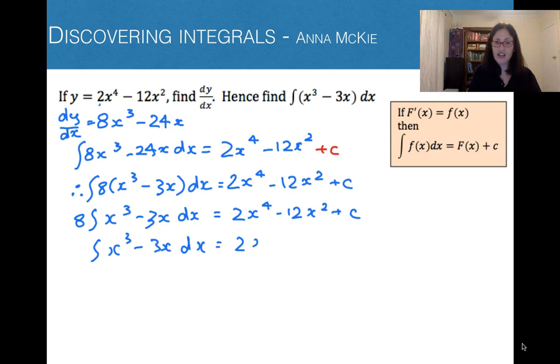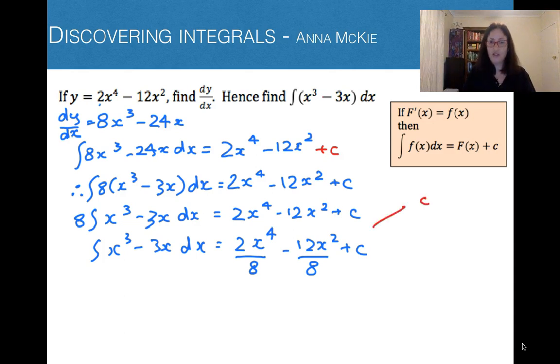And we put each term over 8, not just the first one. So 12x squared over 8. Now, I'm just going to write plus c, and I'll explain why. You could do c over 8, but let's think about that. C is a constant. So if you have a constant divided by 8, what have you got? You've still got a constant.